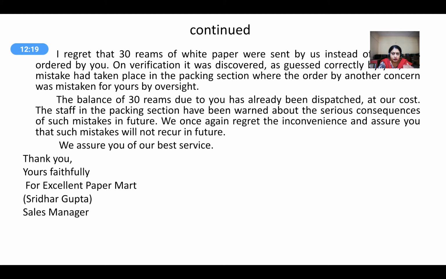So, if you look at the tone of the letter, initially the apology, the regret and the cause of the mistake have been discussed here, and then the steps, the rectification that has occurred. Already we can say that the remaining 30 reams have been dispatched. In fact, they also promise that the inconvenience will not be repeated in the future. We assure you of our best service. Now close the letter. Thank you. Yours faithfully, for Excellent Paper Mart, Sridhar Gupta, the sales manager.